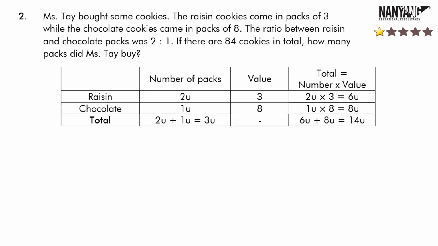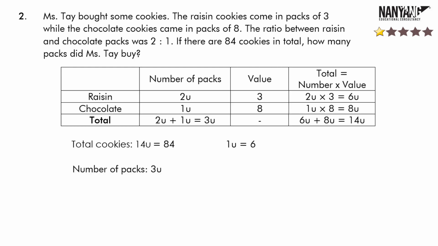Next, we write down the row for total number of packs and the total number of cookies. Total number of packs 2 units plus 1 unit equals 3 units. Total number of cookies, 6 units plus 8 units, 14 units. So with this, total number of cookies equals 14 units, which is equal to, as the question tells us, 84. So 1 unit equals 6.